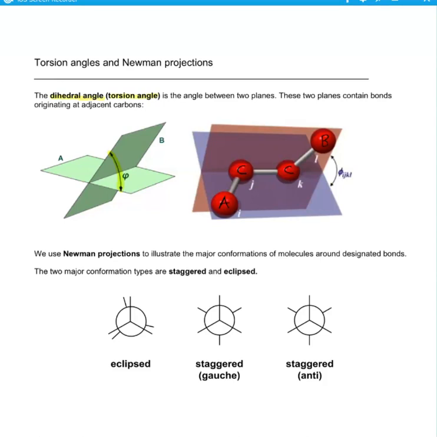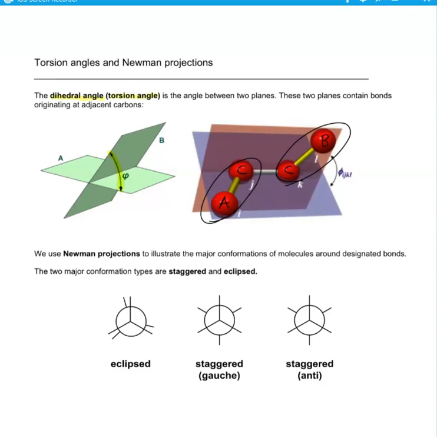So the torsion angle involves the angle between the AC bond and this BC bond. So it's still the angle between two planes. The two planes are shown by the shaded blue and brown areas. Notice that both of the planes include the bond that you're inspecting or analyzing, the carbon-carbon bond. So essentially what this comes down to is the angle between this bond and this bond.